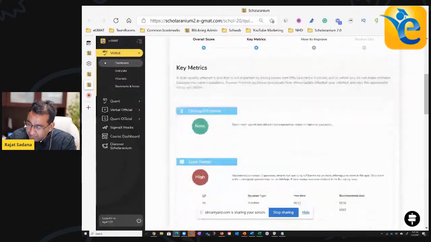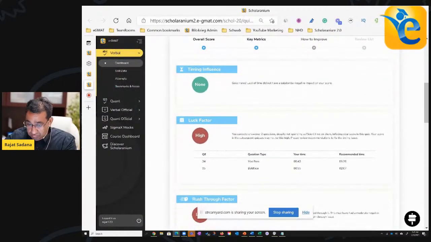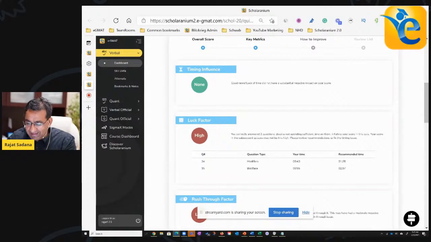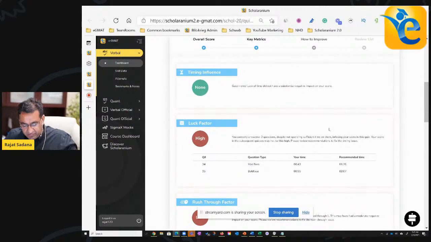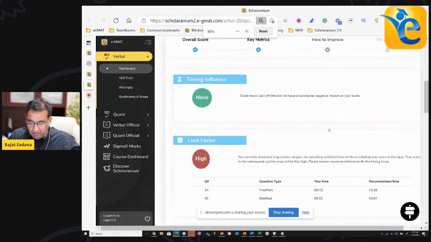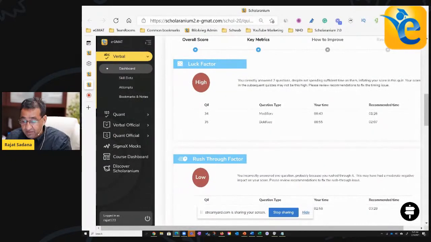Then it tells you various factors. Was your score negatively impacted by timing? No, it won't be. Why? Because you got lucky. It tells you which questions you got lucky on. Now, focus on this piece over here, where question numbers 34 and 35 are the ones the student got lucky on. Focus on this part where you have the recommended time, which is about a minute 26, and the person took 43 seconds on it. And on the other part, what you don't see over here is question number 36. I'm going to talk about why that's there.